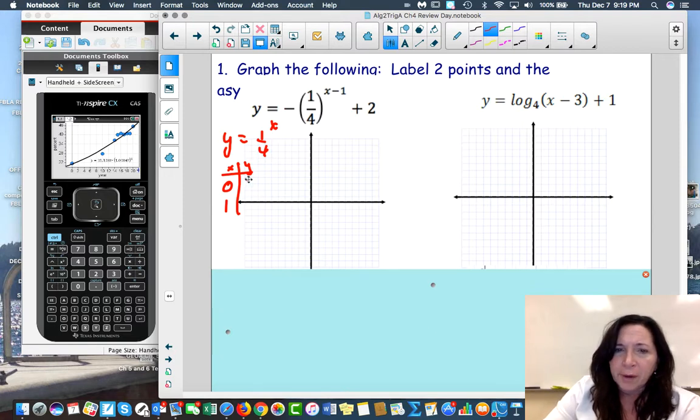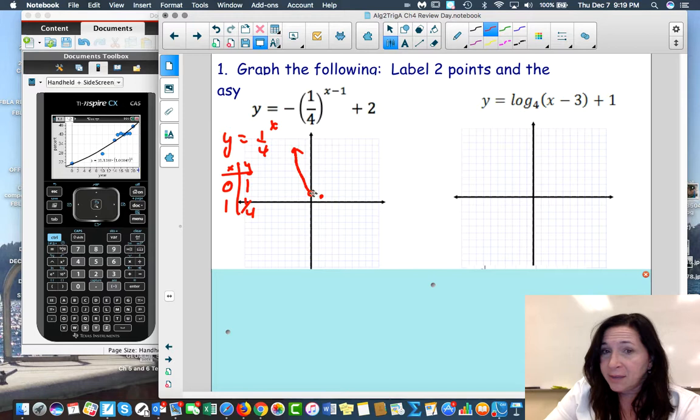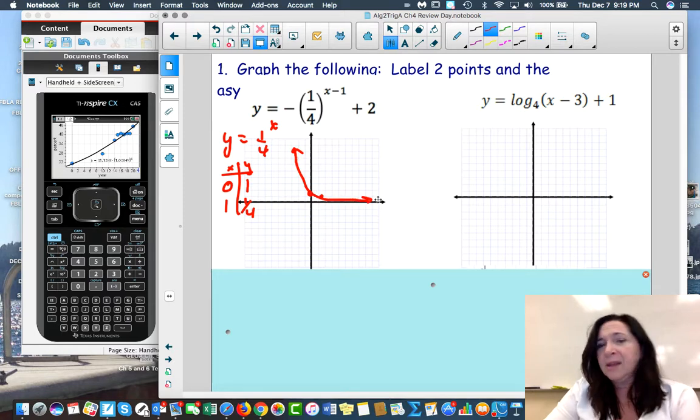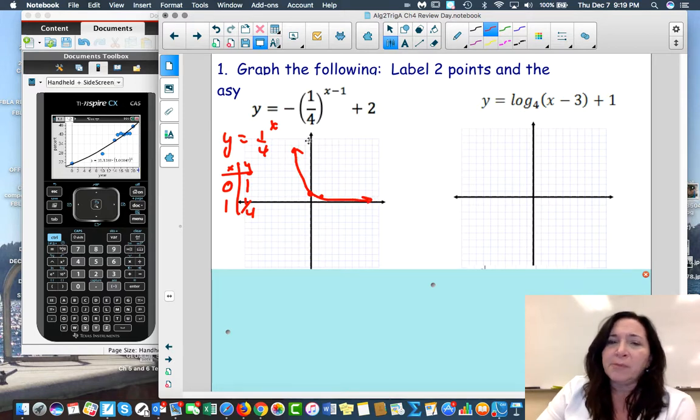1/4 to the 0 power is 1. 1/4 to the 1 power is 1/4. So we do have 2 points. We have 0, 1, and 1, 1/4. And this graph, being an exponential that is decreasing exponentially. Now, a couple of things. All we did was graph the parent graph.